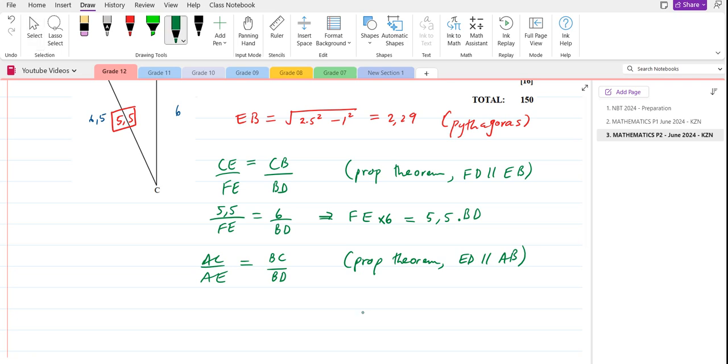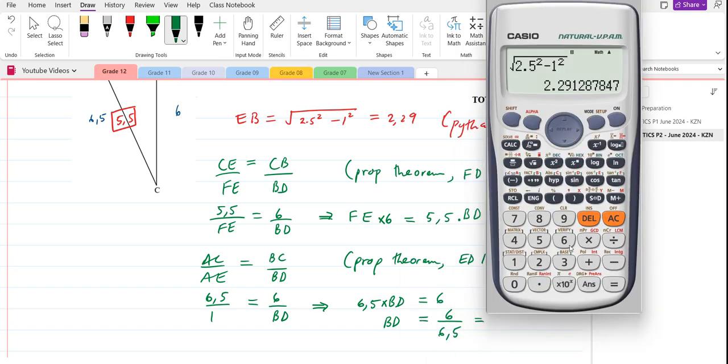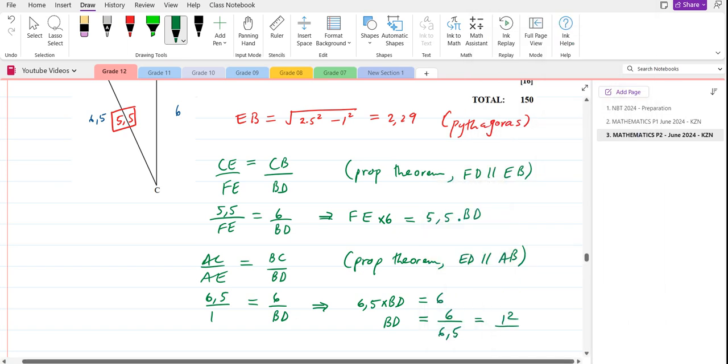AC is 6.5, AE is 1, BC is 6, and BD is unknown. This implies 6.5 times BD equals 6. So BD is equal to 6 divided by 6.5. And 6 divided by 6.5, we're getting 12 over 13. Let's just write it as 12 over 13 for now. Right? That's BD.